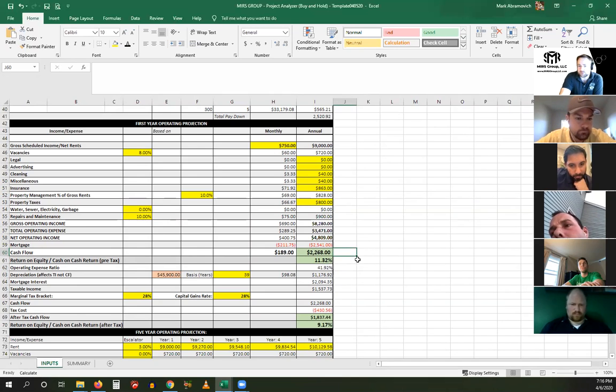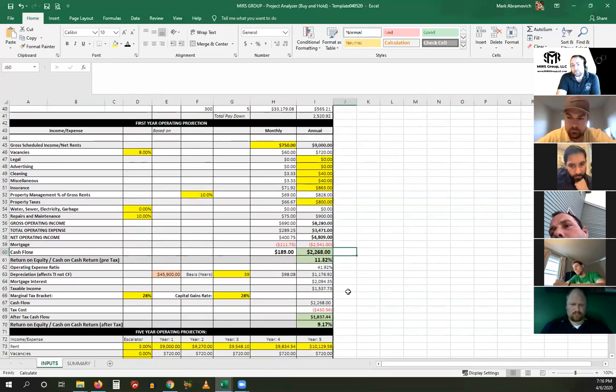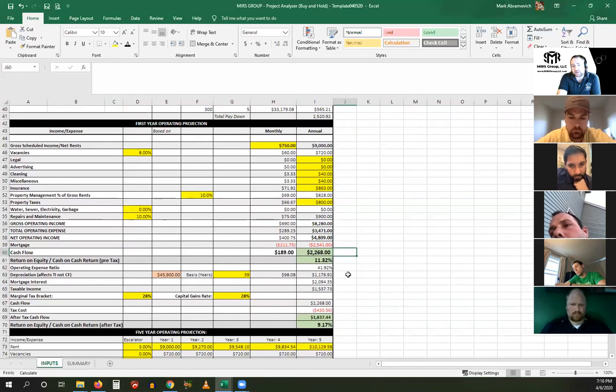I look for a double-digit return. And why it's important to me to know pre-tax is because everybody's tax scenario is individual. My tax situation, how much I pay in taxes, is different than yours. So to me, these are the numbers I'm interested in seeing right here.